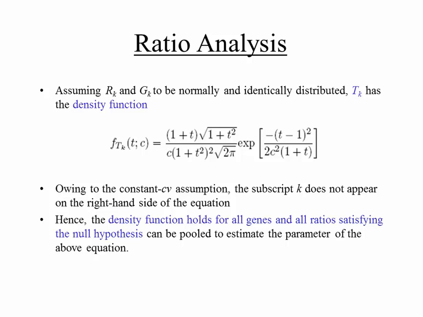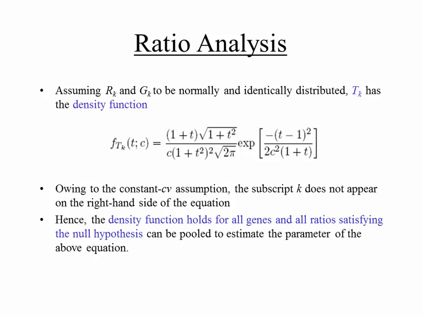So assuming that the red intensity at the kth spot and the green intensity at the kth spot are normally and identically distributed, then the ratio function Tk at the kth spot has this density function. Remember, if you are doing hypothesis testing, you need to find the probability density function. Then you have to see the common area, and figure out, if I get a new sample, does it belong to this distribution or the other one. So I need the density function.